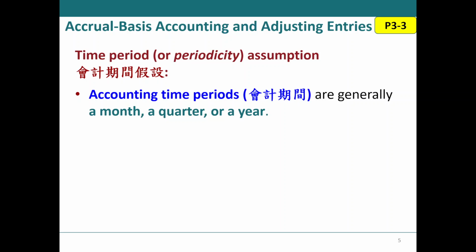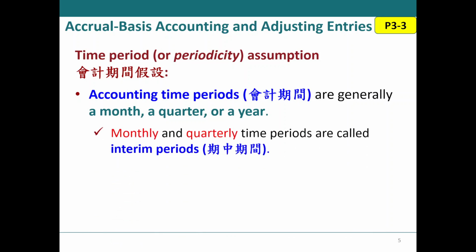Okay. So for 1 month, 1 quarter, 1 year, if we talk about monthly, quarterly, it means less than 1 year. We usually call it interim period, 中期期间, interim period. When we talk about a period less than 1 year.